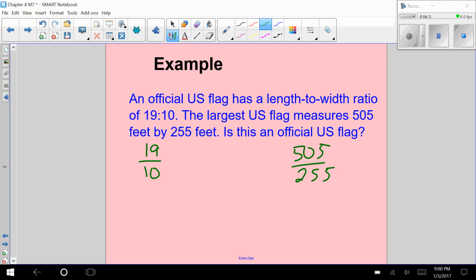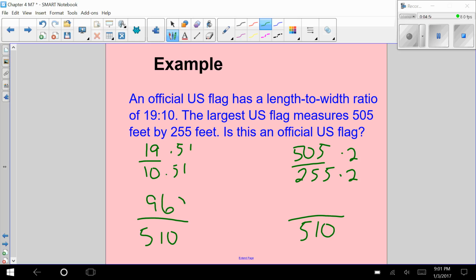We're basically deciding, are these equivalent ratios? Well, to get them into common denominators, I'm going to turn them both into 510s because 255 times 2 is 510, and 10 times 51 is 510. So let's look at the one on the left first. I multiply the 10 by 51, so I multiply the 19 by 51, and I get 969. I multiply the 255 on the one on the right by 2 to get 510. I multiply the 505 by 2 and I get 1010. These two are not equal, so it's not equivalent ratios. So is it an official US flag? No, it is not.